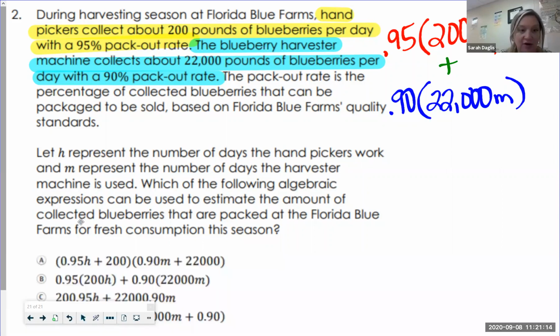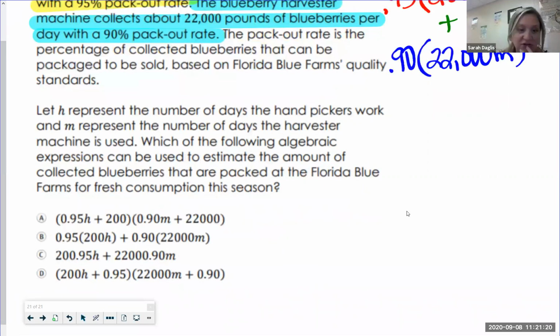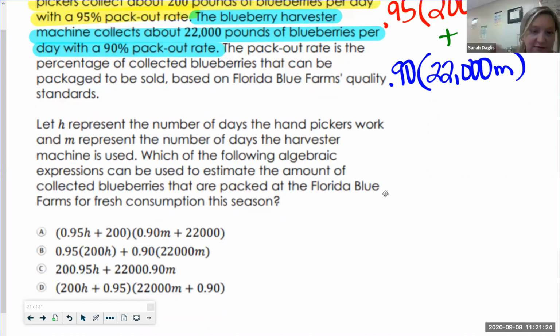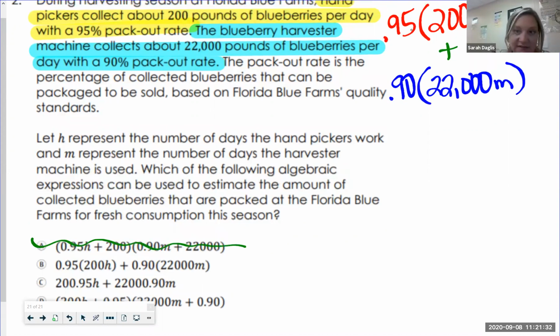All right, so option A, they added the rate and they actually multiplied it to the hour, which is not correct. So that's definitely wrong. So not this one. B looks like what we did. So the 200 by the hand pickers times 95%, plus 22,000 with the machine times 0.9, which is 90%. I like B so far.